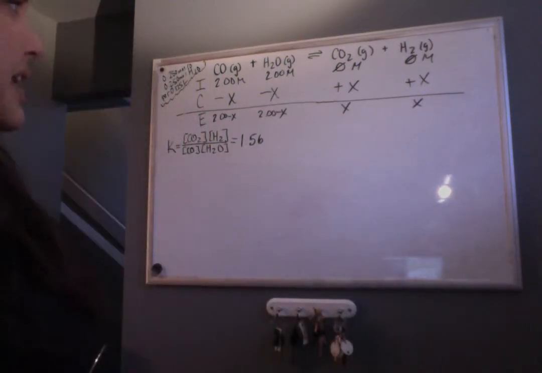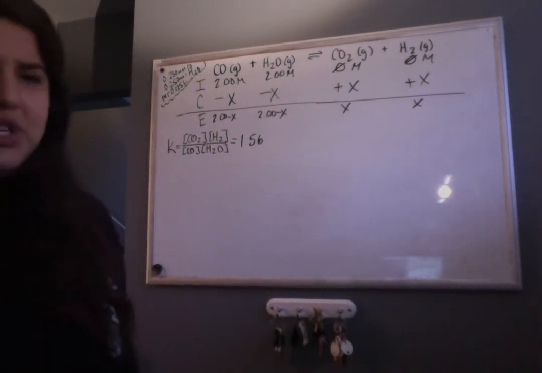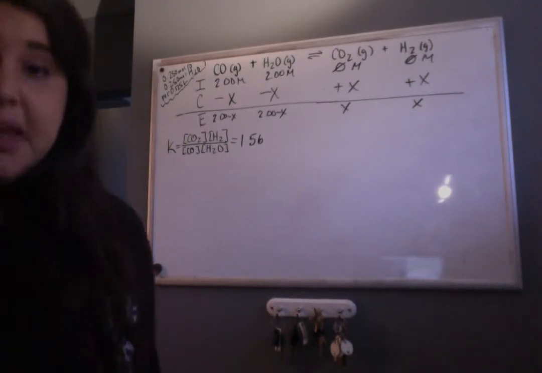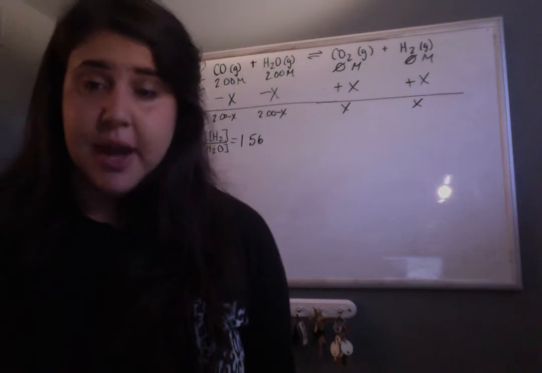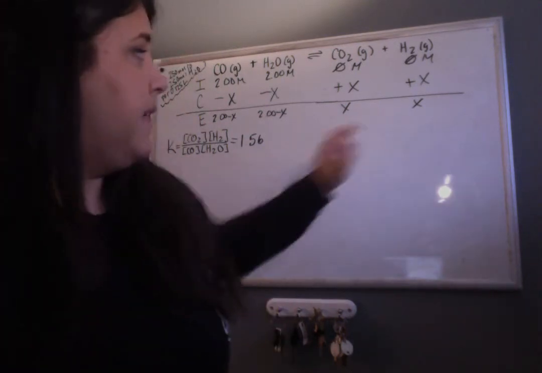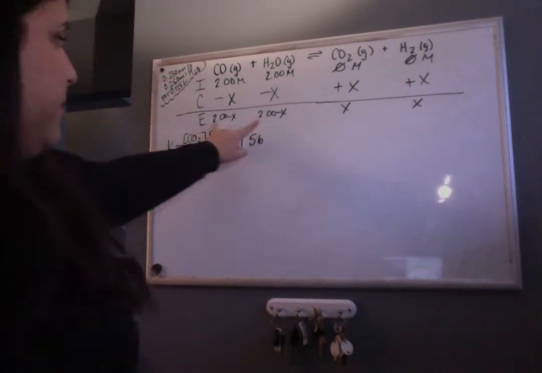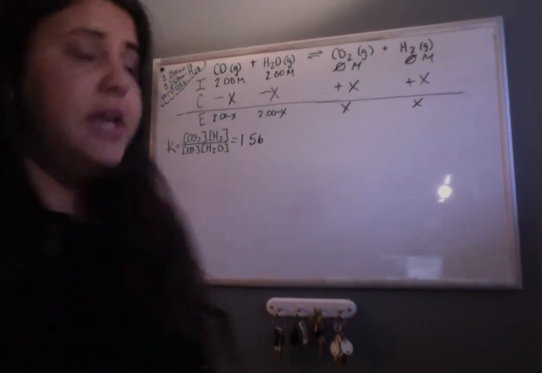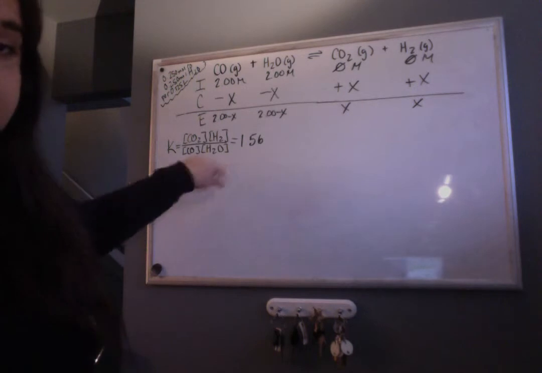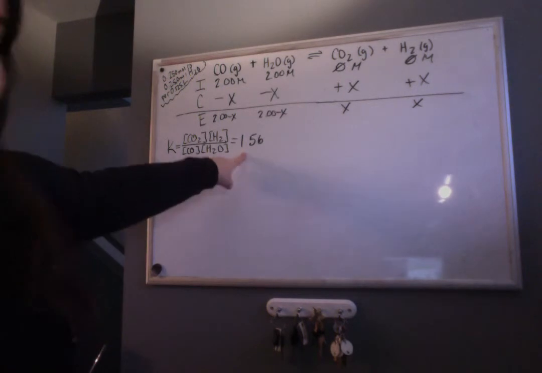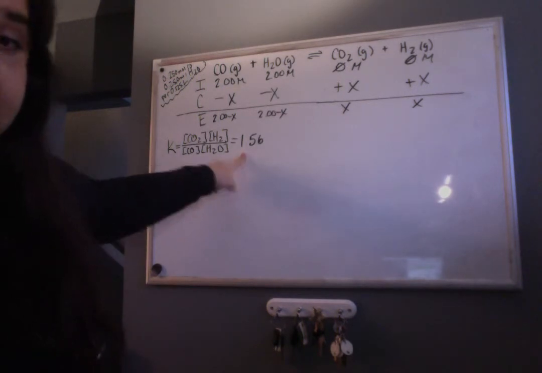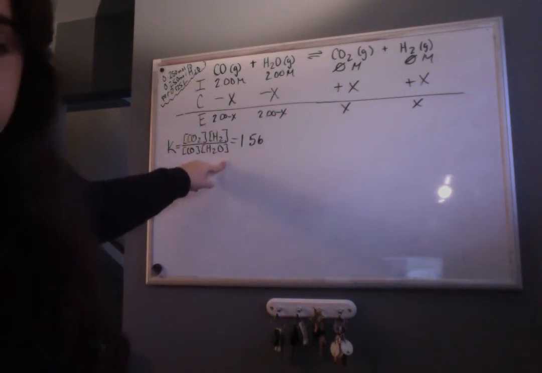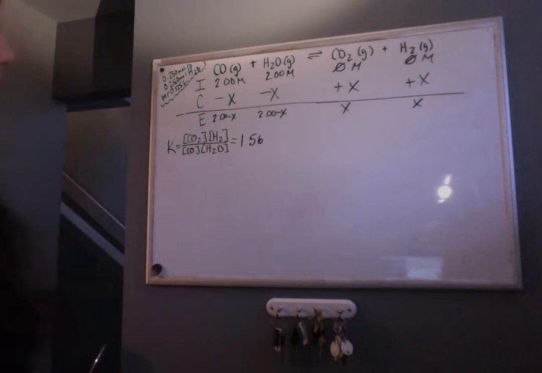Now, the question was asking me for my equilibrium concentrations, as in my equilibrium composition. How much of this do I have at equilibrium? How much of that? And how much of these? The only way to figure that out is to look at my equilibrium expression. I have that my equilibrium constant is equal to 1.56, and these are all my equilibrium concentrations. This will tell me about my composition at equilibrium.